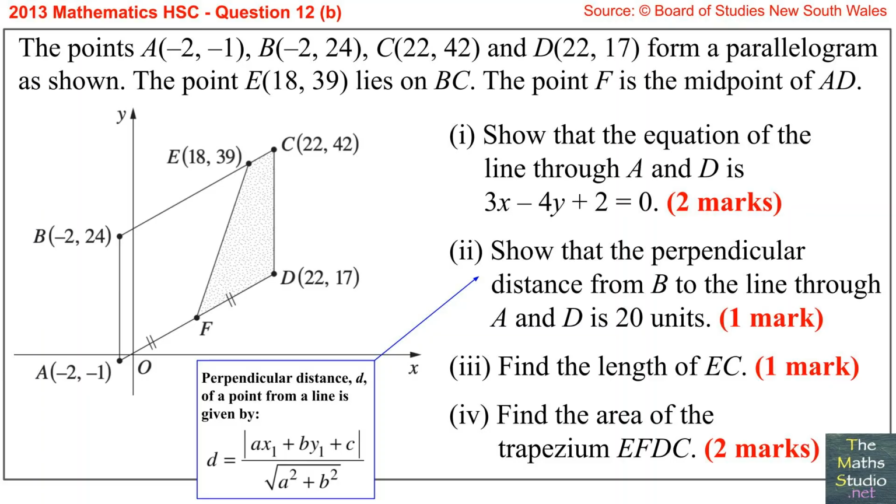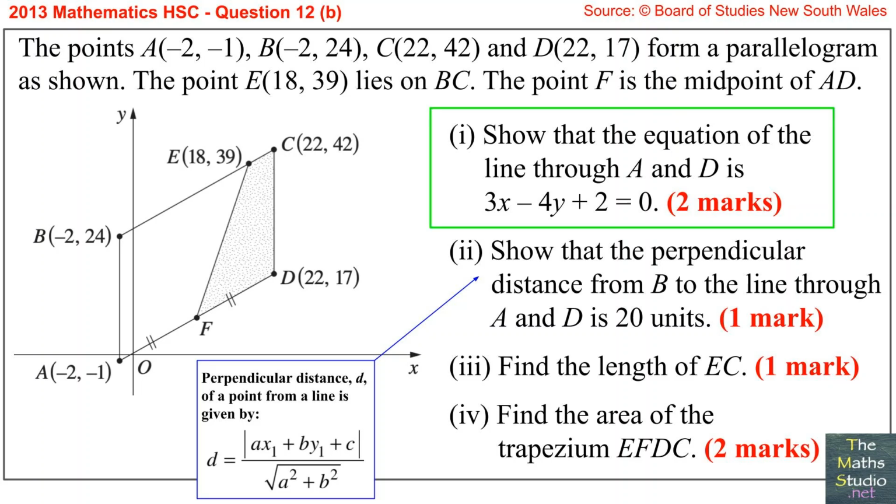Question 12, Part B. The points A(-2, -1), B(-2, 24), C(22, 42), and D(22, 17) form a parallelogram as shown. The point E(18, 39) lies on BC. The point F is the midpoint of AD. Part 1. Show that the equation of the line through A and D is 3x minus 4y plus 2 equals 0.